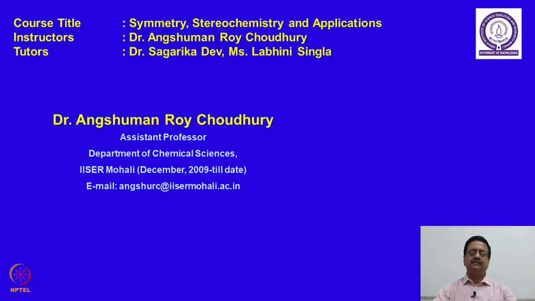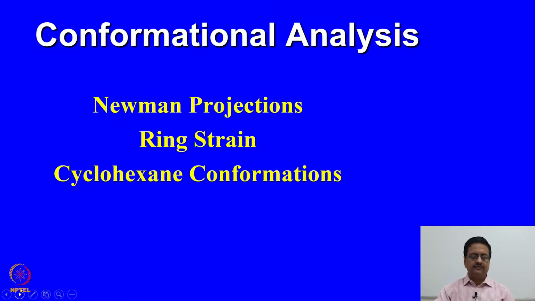Welcome back to the course entitled Symmetry, Stereochemistry and Applications. In the initial few lectures, we have discussed nomenclature of organic compounds, symmetry elements and point groups that can be derived for different small organic and organometallic complexes. So, with that brief introduction to the molecules and symmetry nomenclature, today we would like to start discussing the second part of the course, where we will talk about the conformational analysis of organic molecules.